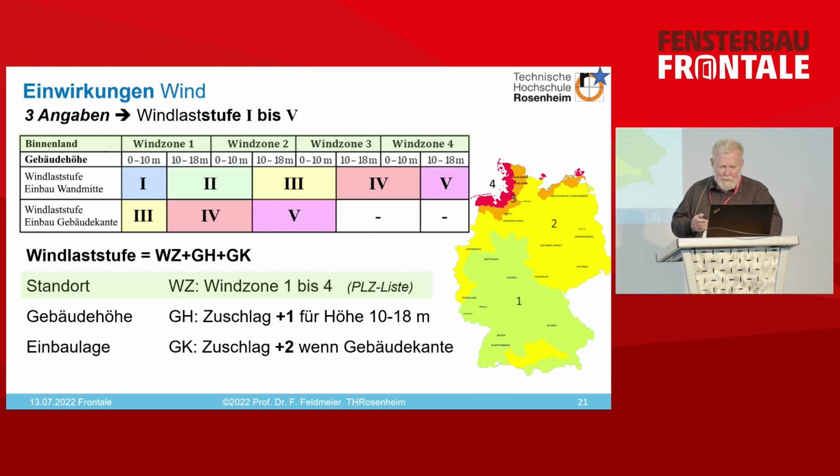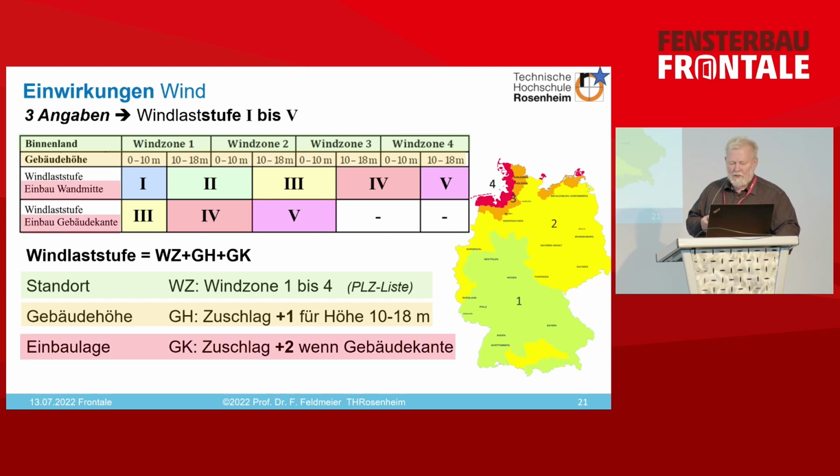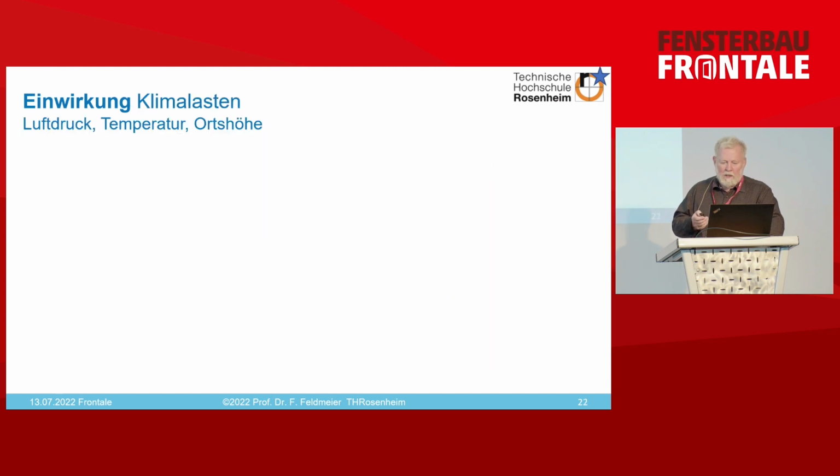I would say everything other than that requires a program. So we have 5 wind load zones. We need to know the location. We need to know the height of the building, which is very important. We have 2 differentiation factors, so 5 to 10 meters and up to 18 meters. And we need to know where we are. Are we by the edge of the building or not? If we have all of that, we can determine which wind zone we're in.